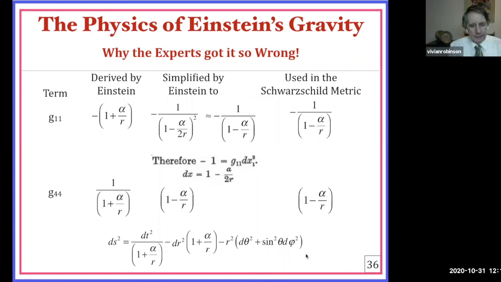Einstein never believed in them, and the equation 1 over 1 plus alpha over r is also a good approximation to e to the minus alpha over r. The experts got it wrong when they picked these approximations instead of what Einstein derived. And I hope that makes it easy to understand why Einstein did not believe in black holes.